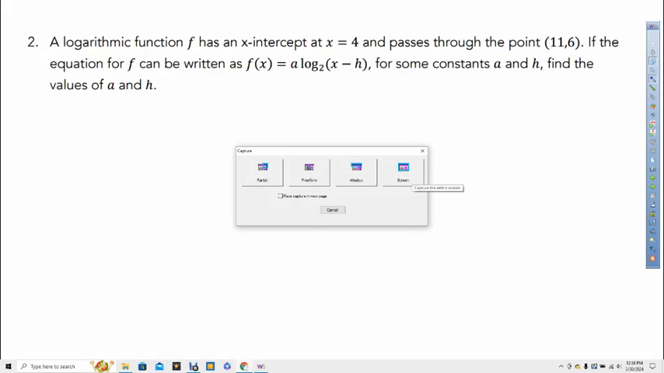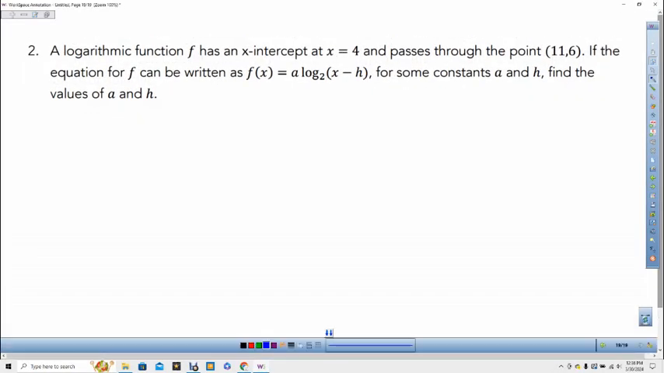All right, number 2. Number 2 says a logarithmic function f has an x-intercept at x equals 4. Okay, x-intercept at x equals 4. That means we have the point (4, 0), and passes through the point (11, 6). So there are 2 points. If the equation for f can be written as f of x equals a log base 2 of x minus h for some constants a and h, find the values of a and h.